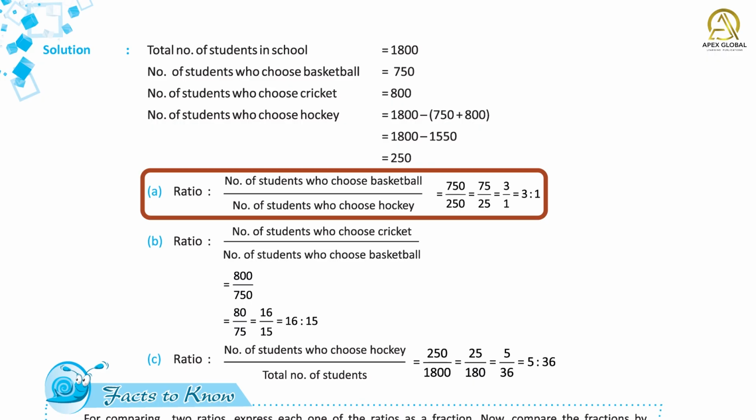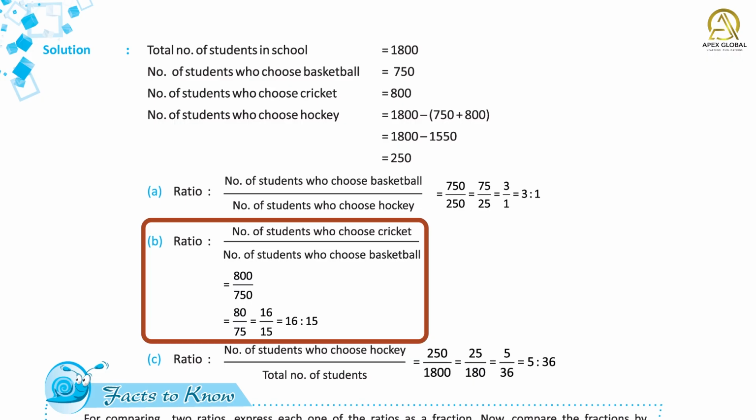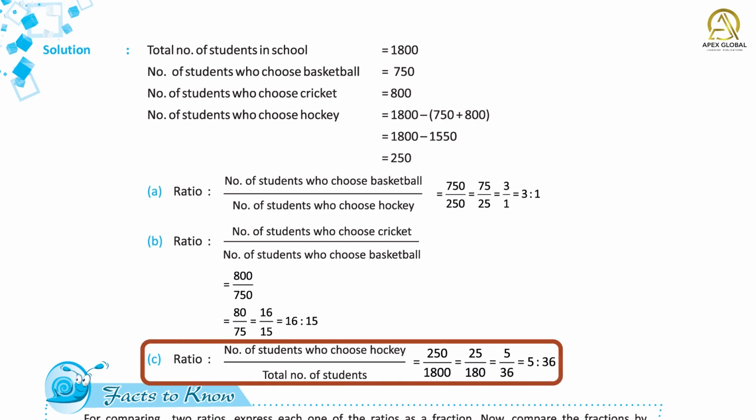A. Ratio of students who choose basketball upon students who choose hockey equals 750 upon 250, equals 75 upon 25, equals 3 upon 1, equals 3:1. B. Ratio of students who choose cricket upon students who choose basketball equals 800 upon 750, equals 80 upon 75, equals 16 upon 15, equals 16:15. C. Ratio of students who choose hockey upon total number of students equals 250 upon 1800, equals 25 upon 180, equals 5 upon 36, equals 5:36.